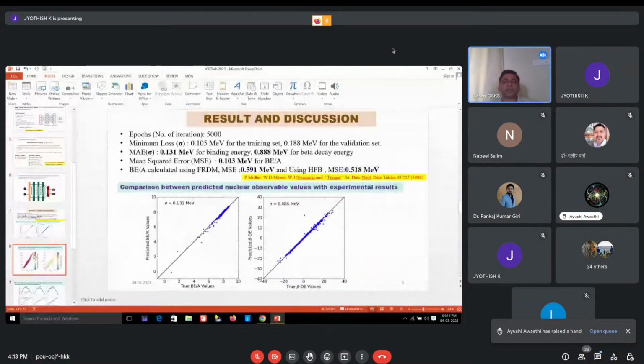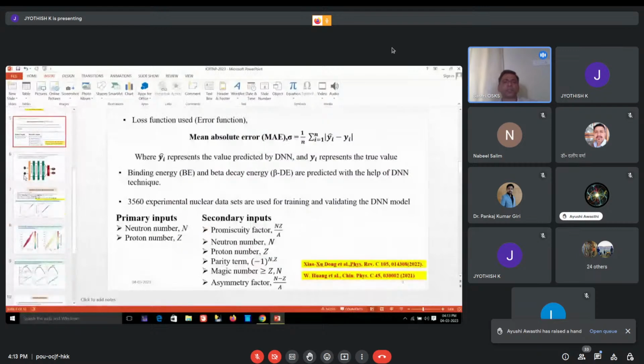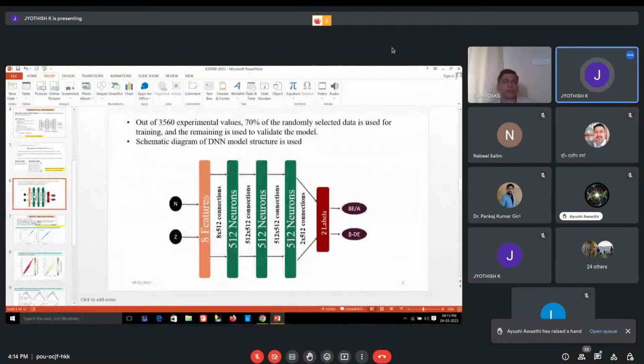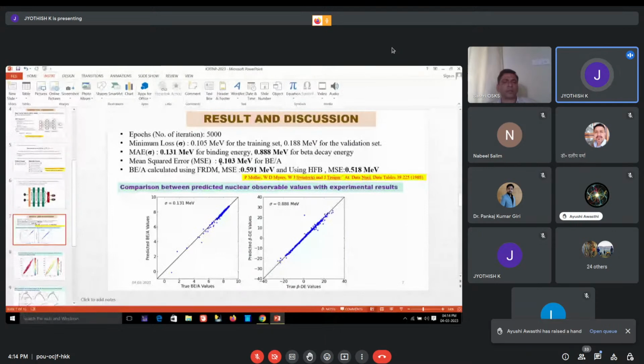Okay. Actually, in the FRDM and all, they use root mean squared error as the cost function, right? Yes, sir. But you have chosen mean absolute error. Yeah, actually in my model, I can only choose the mean absolute error. So I tried mean squared error also, and we got 0.103 MeV for binding energy. What I did was take the square root of the mean squared error, to compare with the FRDM and HFB, and I got 0.59 MeV and 0.518 MeV from their values.